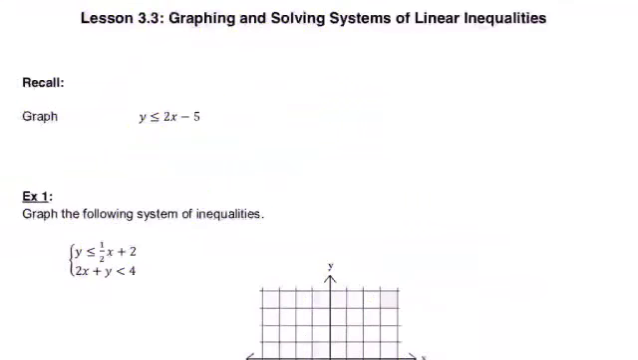These are the notes for lesson 3.3, graphing and solving systems of linear inequalities. If you recall, when we graph an inequality, we first need to graph just like we would a line. So this is the same as y equals 2x minus 5. We would graph that line by first starting with our y-intercept of -5.